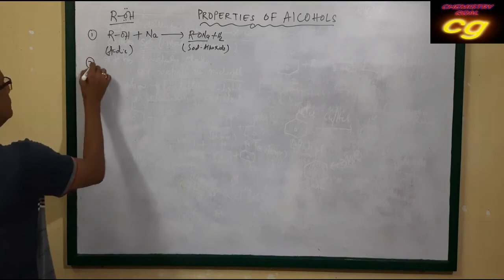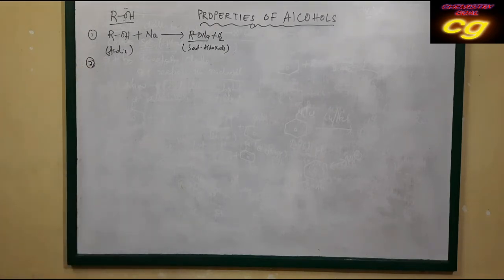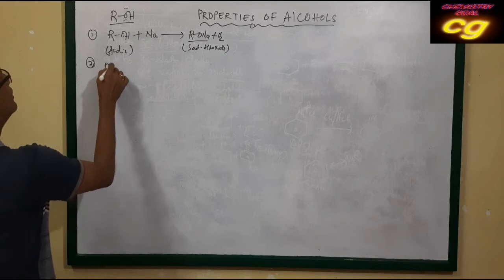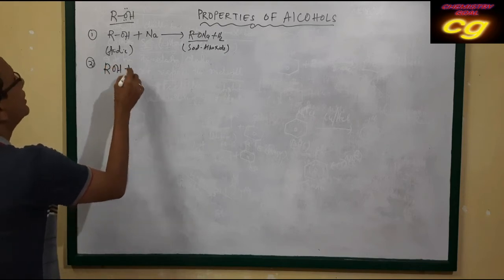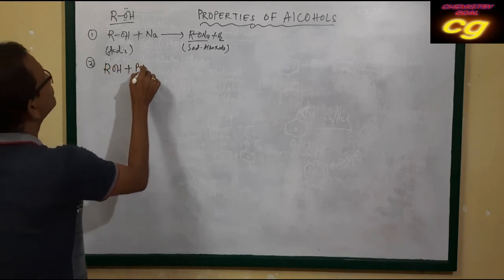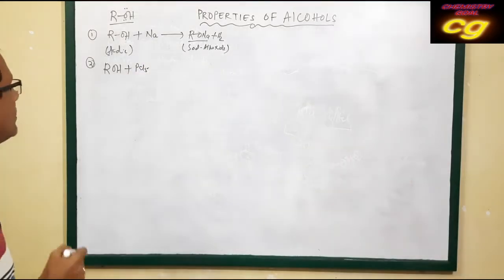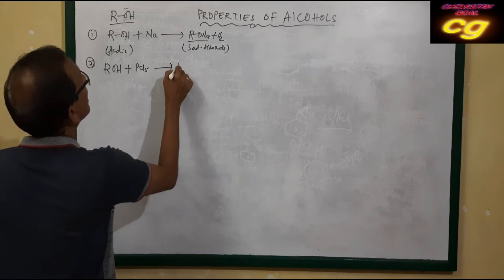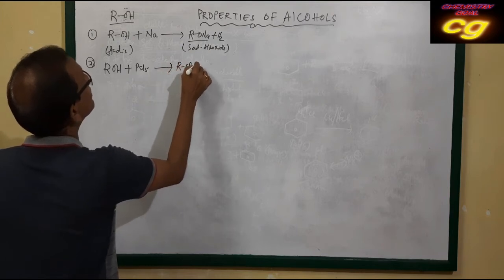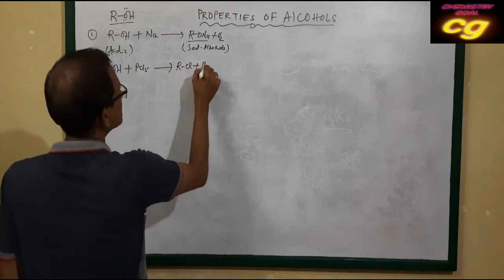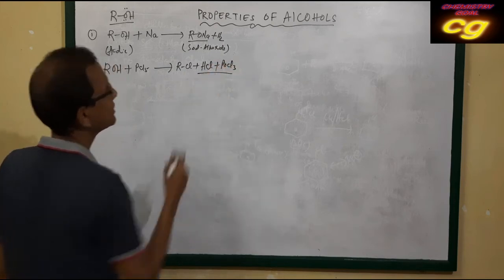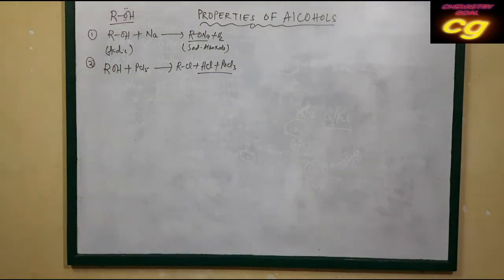Alcohol reacts with PCl5, as we have already read in the haloalkane chapter, forming RCl plus HCl, then POCl3. You have to remember, this is a very important reaction of alcohol with PCl5.